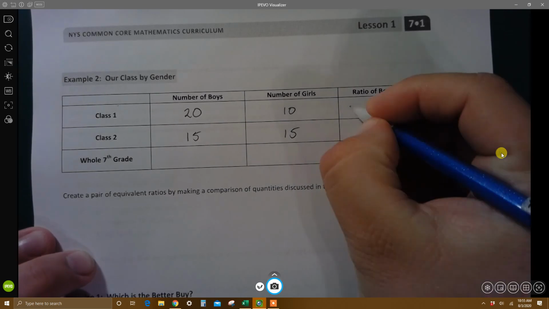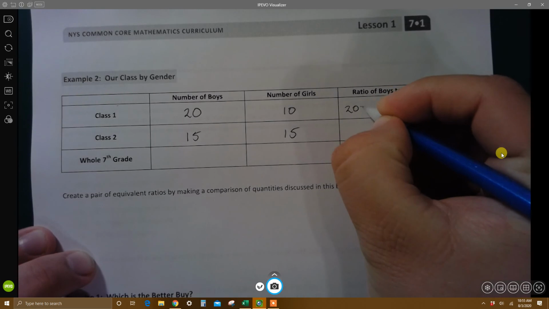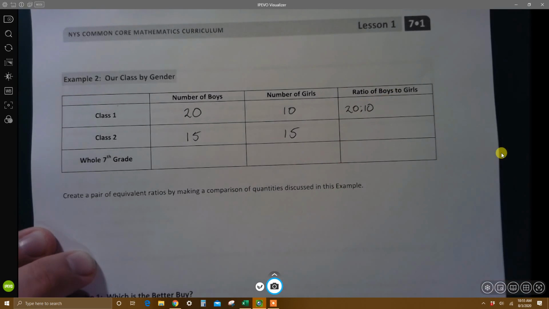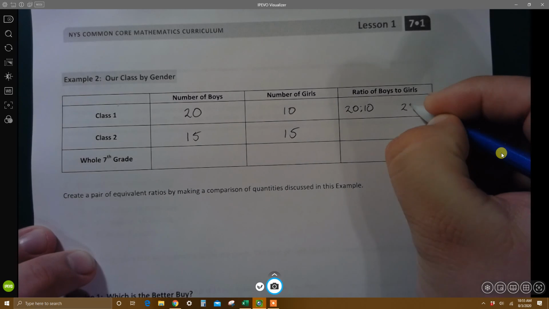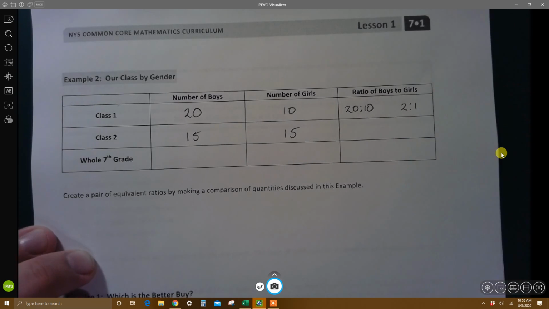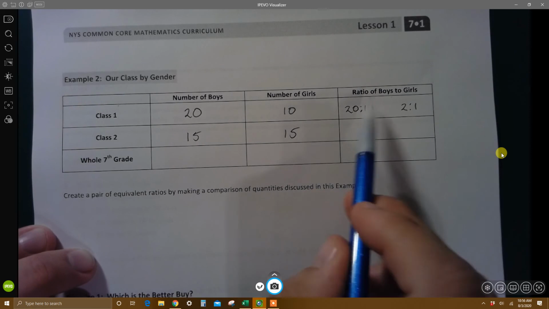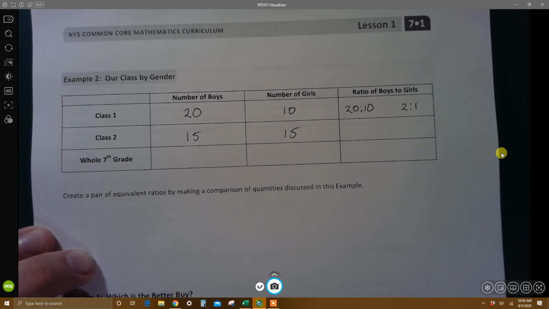Correct. 20 to 10. Can I simplify that? Yes, I can. I can say that there are 2 boys to every 1 girl. How do I know that? Because 20 and 10 are both divisible by 10. So I got a simple equivalent ratio.